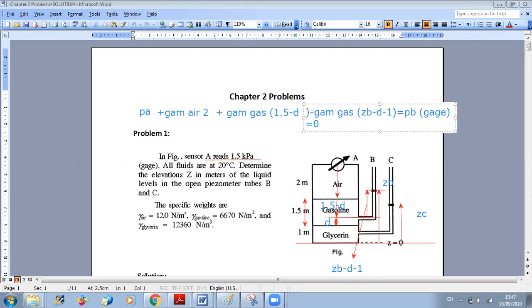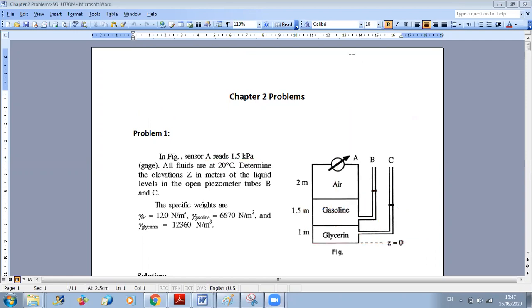In this equation, I have only one unknown, which is what? My only unknown is ZB, because as we said, D will be simplified, and I will only have to determine what is Z of B. Okay? Any question on this? Okay, so now we will do the same work, but to determine the elevation in C. Okay, so let us clear everything.